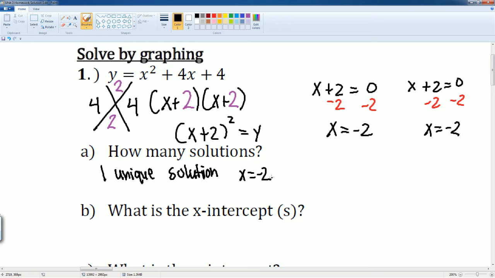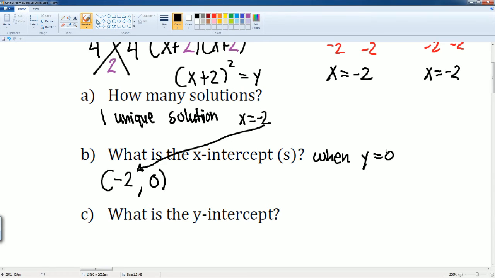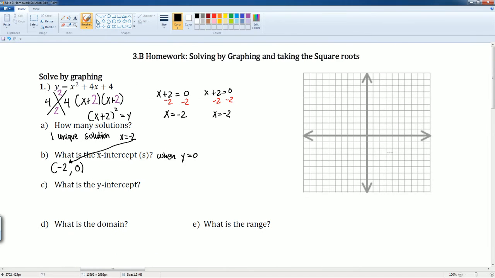What are the x-intercepts? Well, the x-intercept is going to be here, negative 2. It's the same value here. And y is actually 0, because the x-intercept is when y is equal to 0. That means at this location, at negative 2 comma 0, this is the only x-intercept that it has. It has that solution.